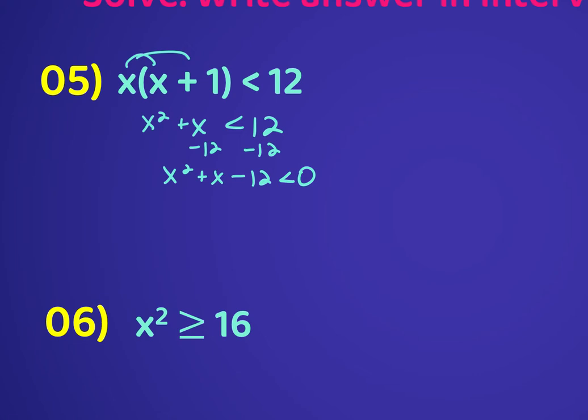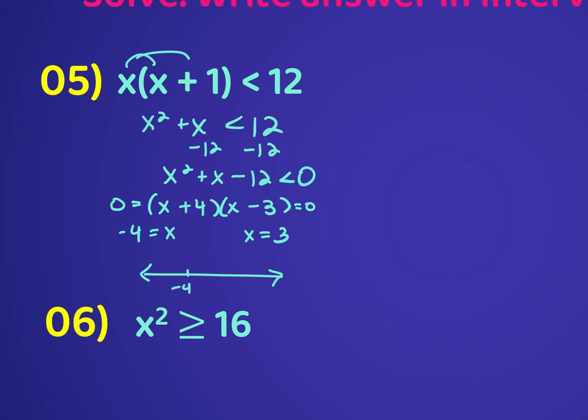And then I want to factor, factors of negative 12 that sum to positive 1: positive 4, negative 3. Split and solve. X equals negative 4, x equals positive 3. Plot them on the number line. Zeros in the middle.